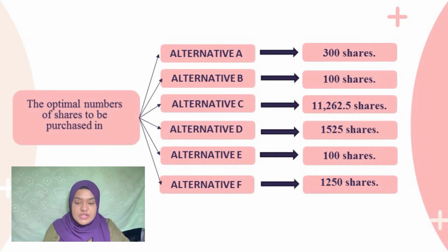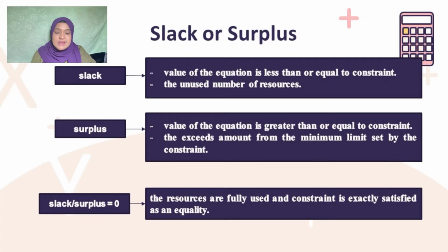And for the slack or surplus, the slack is when the value of the equation is less than or equal to the constraint, and this means the slack is the unused amount of resources. The next one is the surplus. The surplus is when the value of the equation is greater than or equal to the constraint, and this means the surplus is the excess amount over the minimum limit set by the constraint. And when the slack or surplus is equal to 0, this means the resources are fully used and the constraint is exactly satisfied as an equality.